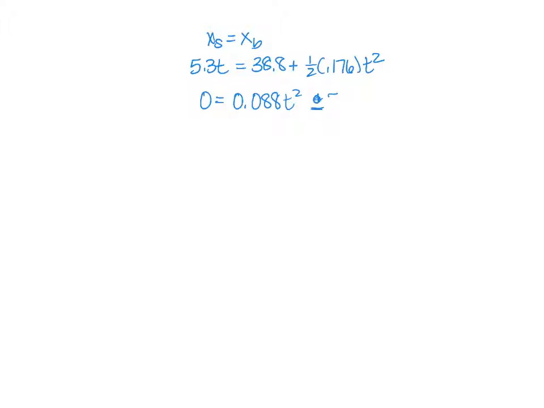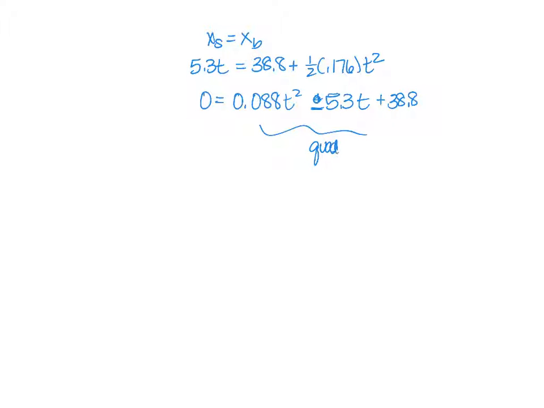So saying that her position is equal to that of the bus, I got 5.3t is equal to 38.8 plus 1/2 0.176 t squared. Now I'm going to just make it look a little nicer so that I can solve it. I'm going to take the 5.3t over there. If I take half of the acceleration, it's 0.088 t squared, minus 5.3t plus 38.8.